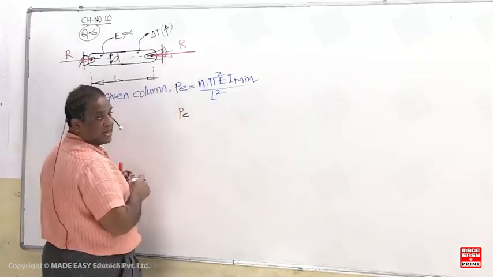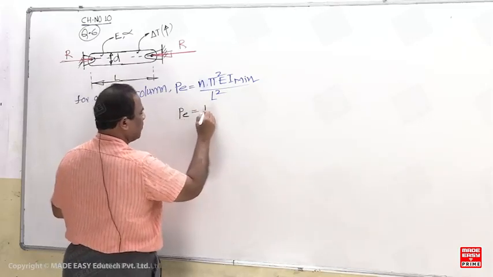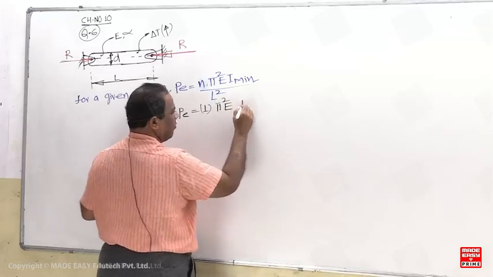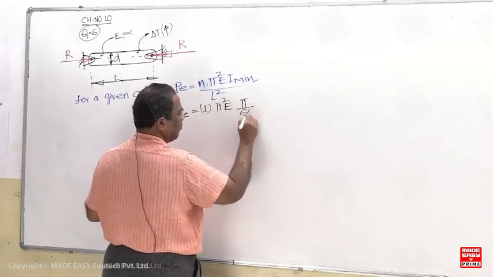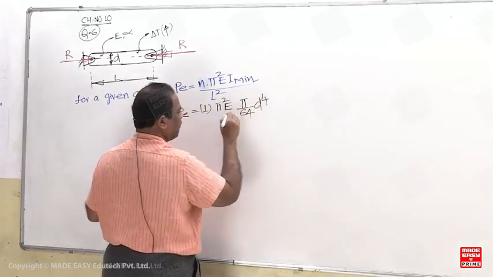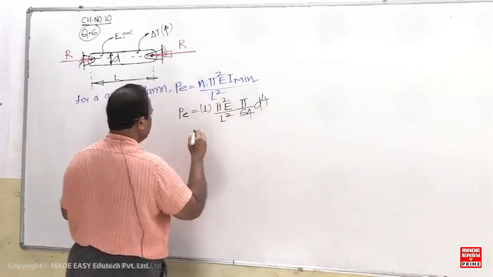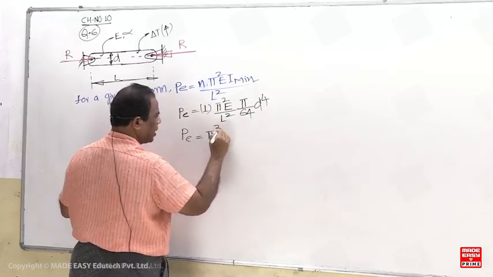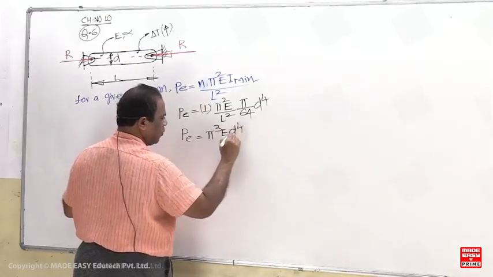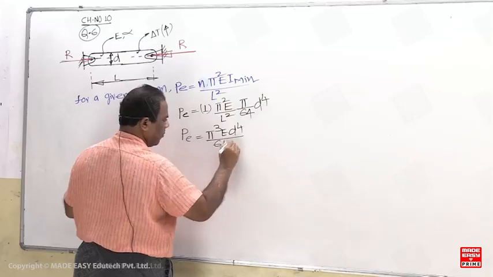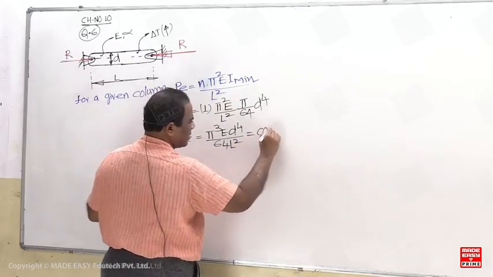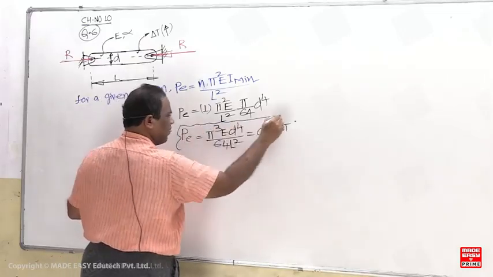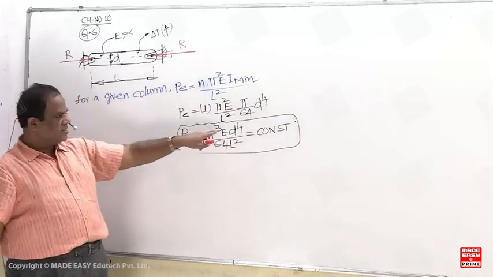What is the n value for both ends hinged? The n value is 1. What is the I minimum? Pi by 64 d to the power of 4. So this will be pi cube E d to the power of 4 upon 64 L square, which is a constant. Once a column is manufactured or fabricated, E is fixed and diameter is fixed.